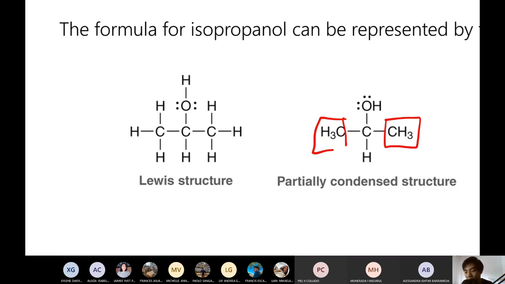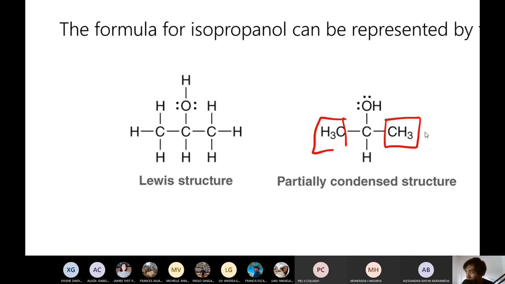So ganun lang yung mga meaning niyan, no? H3C, ganun din naman, binaligtad lang. Okay? So ganun yung mga ways in representing molecules. We can show all the connectivities, that's Lewis structure. We can condense some of the idea, some of the connectivities, pwede natin i-condense para hindi nakakatamad.